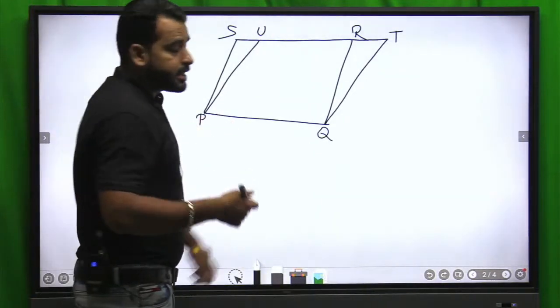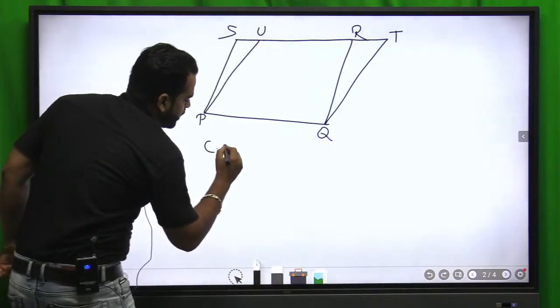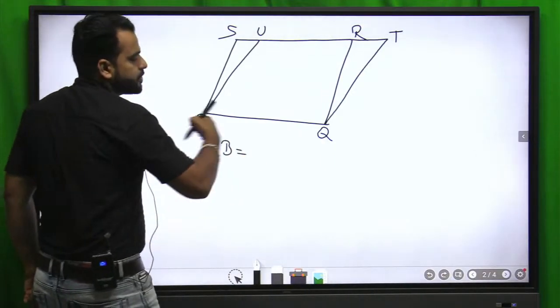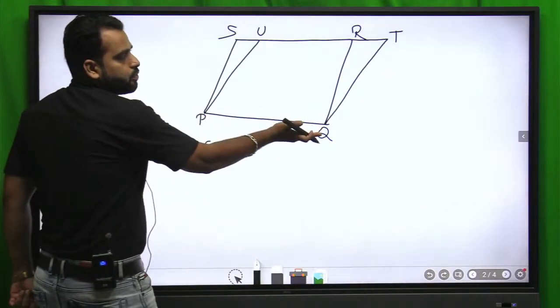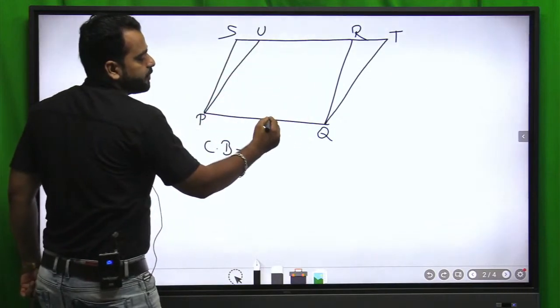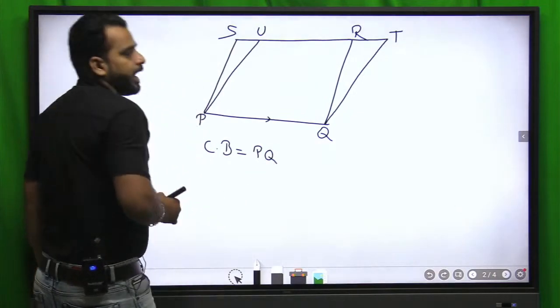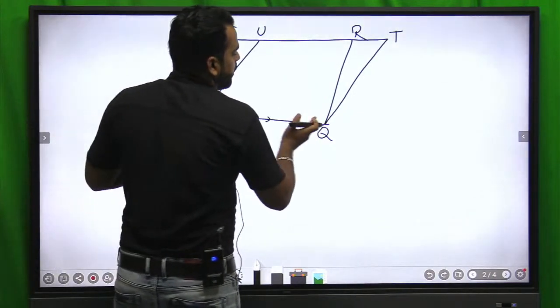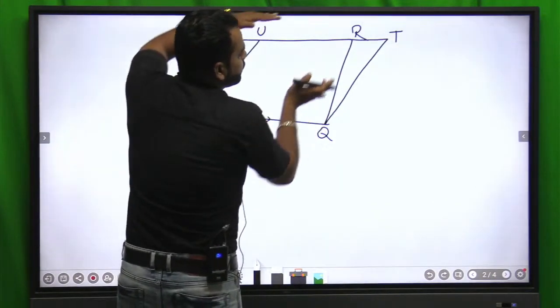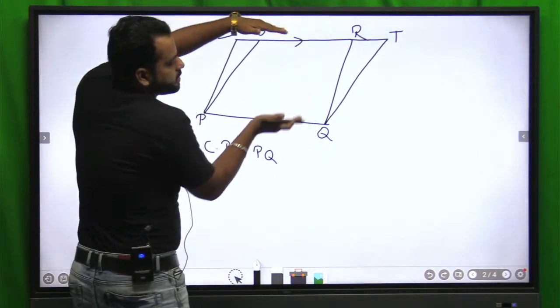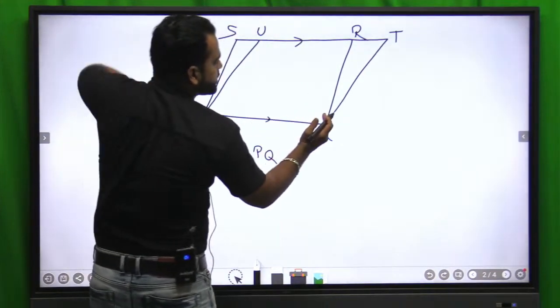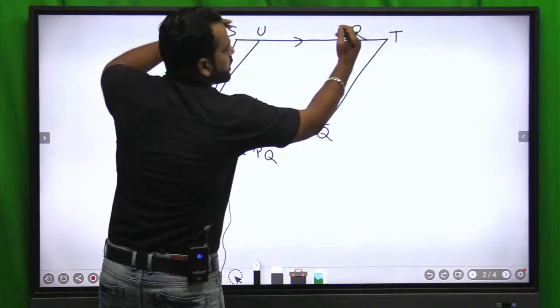So we can say yes, because as we can see here, the common base in this condition is PQ, because both the figures are in between these lines. So PQ is the common base, and both the figures are in between the parallel lines. These are the parallel lines. Look at this, and both the figures are in between the parallel lines.